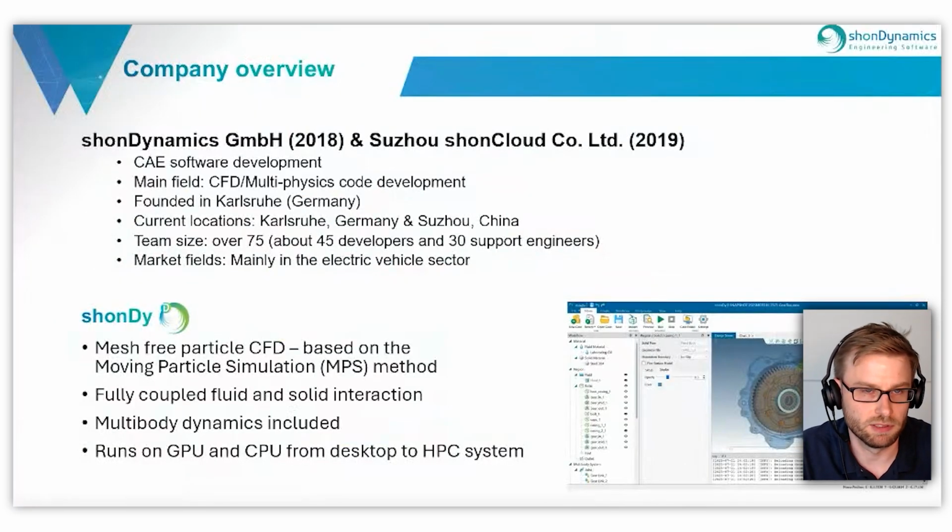So who we are. We are shonDynamics. We were founded in 2018. Currently, we have offices in Karlsruhe, and maybe if you already guessed, I'm from Karlsruhe, and also Suzhou, China. We are currently around 80 persons in the company. From there, around 50% are developers. We are mainly active in the field of electric vehicles.